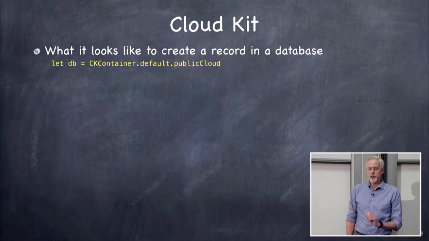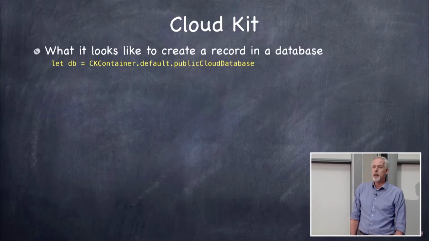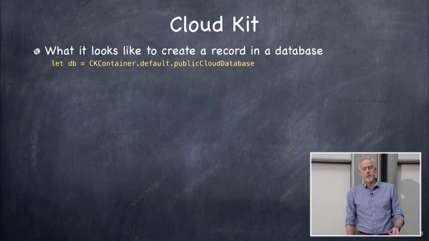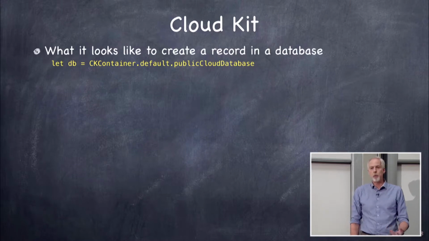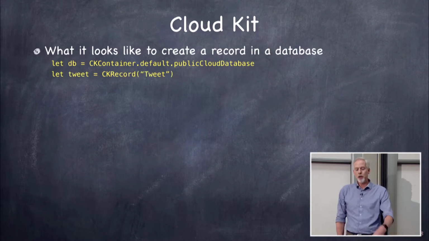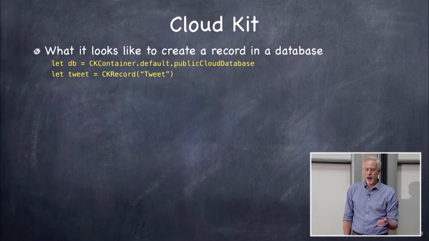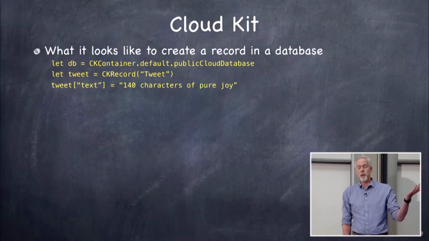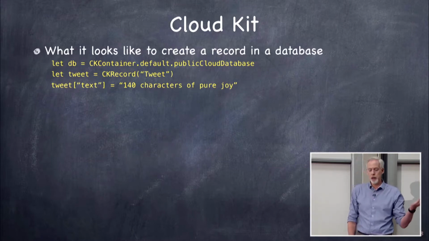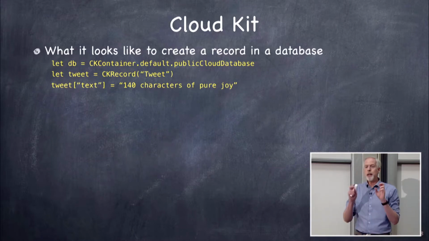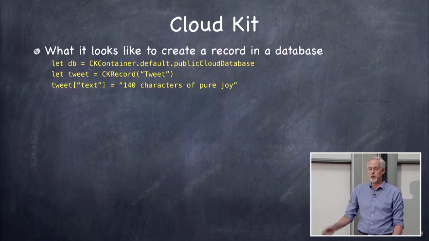You're going to see it doesn't look quite as nice as Core Data. So you have to get a database. Usually you're going to use the public or private cloud database. Then to create a tweet, you're going to say CKRecord. CK is CloudKit. CKRecord with the name tweet, which would automatically add that table to the database if it didn't exist. Then you're going to say tweet subscript "text" equals the text.